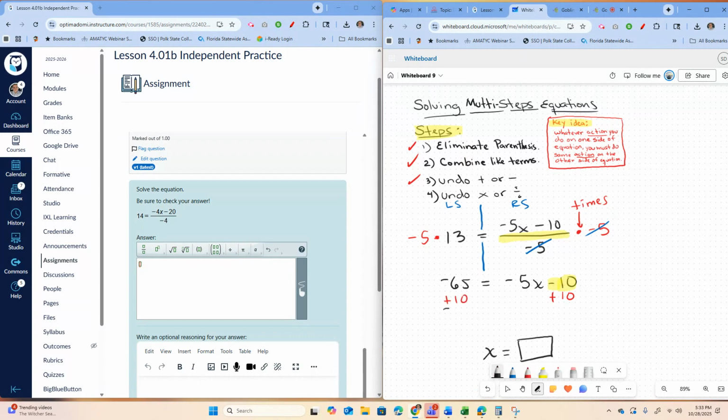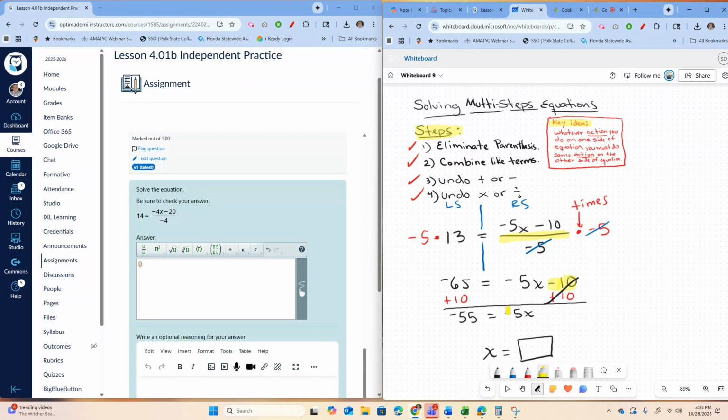Okay, and again, here we go with my long line. All right, -65 plus 10, that will be -55. Use the calculator if you have to. Drop the equal, drop the -5x, and then -10 plus 10. The calculator will give you 0, but we do not write the 0 in algebra. We just cross it out. Okay, and now we're going to do the next step, undo any multiplication or division.